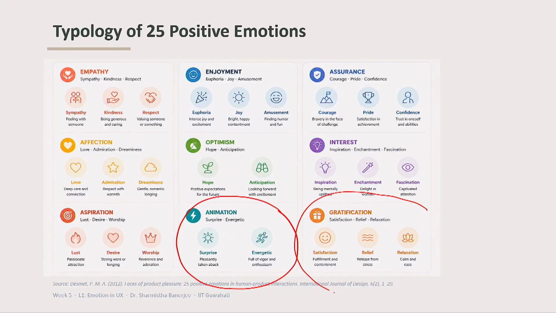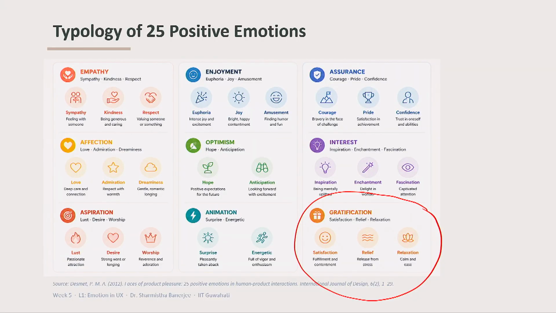Then comes gratification. It has three again: satisfaction, relief and relaxation. So in satisfaction there is a fulfillment and contentment. So you did something, so you performed in your exam, now the results have come out and you are satisfied with your performance. Relief is release from the stress. So I just finished my exams, the results are not out, but I finished my exam, so there was stress and now there is relief because that stress is gone.